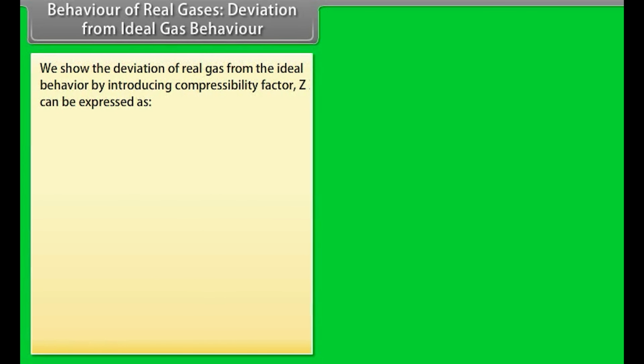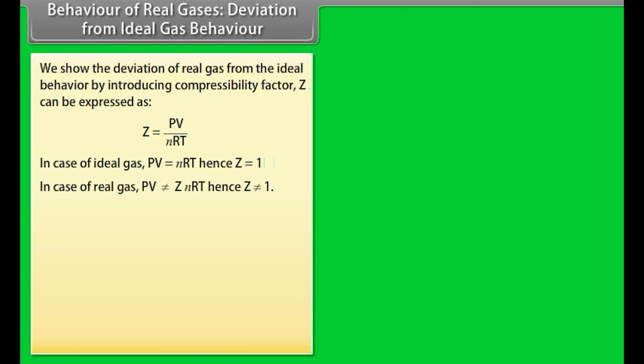Behavior of real gases. Deviation from ideal gas behavior. We show the deviation of real gas from the ideal behavior by introducing the compressibility factor. Z can be expressed as Z = PV/nRT. In case of ideal gas, PV = nRT. Hence, Z = 1.